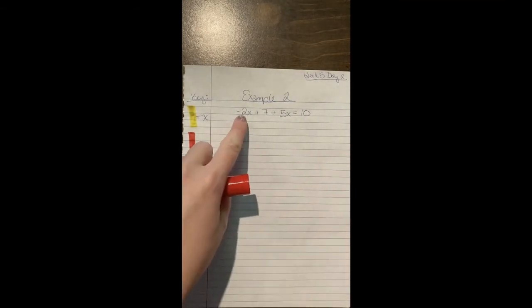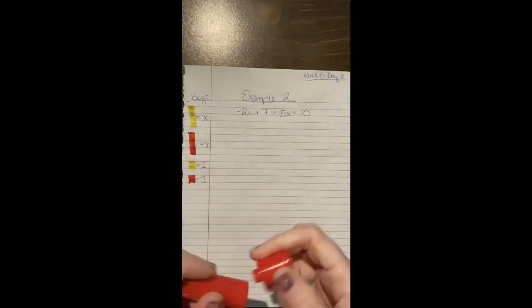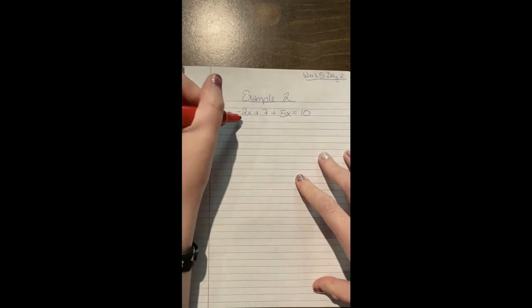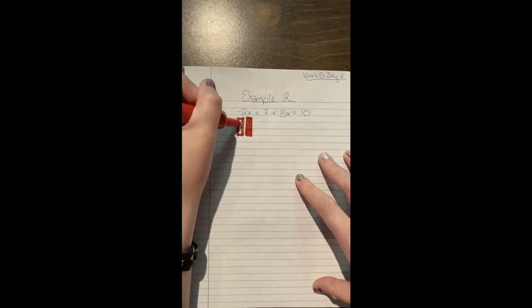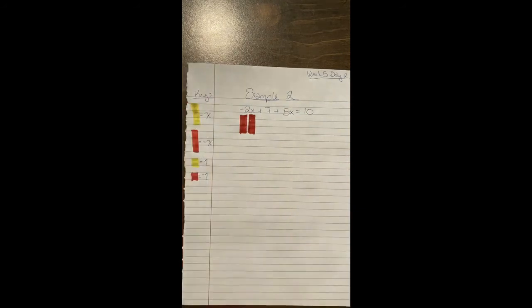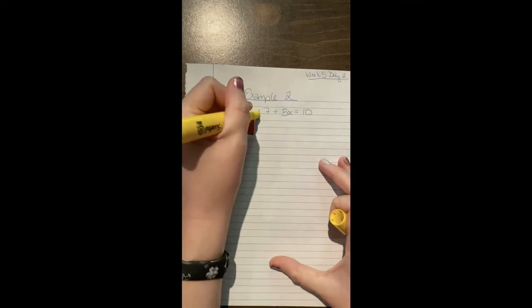Again, I have my same key. Yellow is positive, red is negative. Okay, so first we have negative 2x. So that is 2 negative x's. So each negative x is a red rectangle, so I'm going to need 2 red rectangles. So there's my negative 2x plus 7. That's 7 positive 1s. So I'm going to need 7 yellow squares.